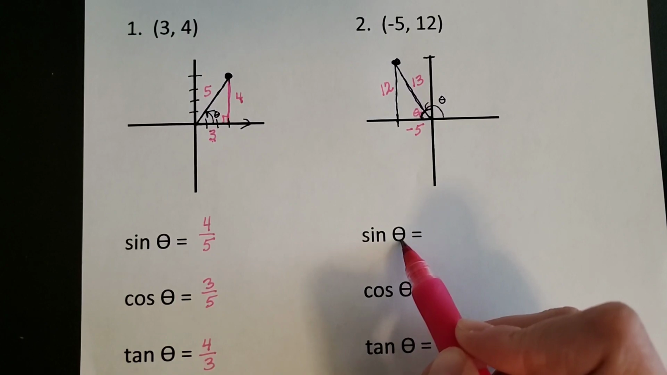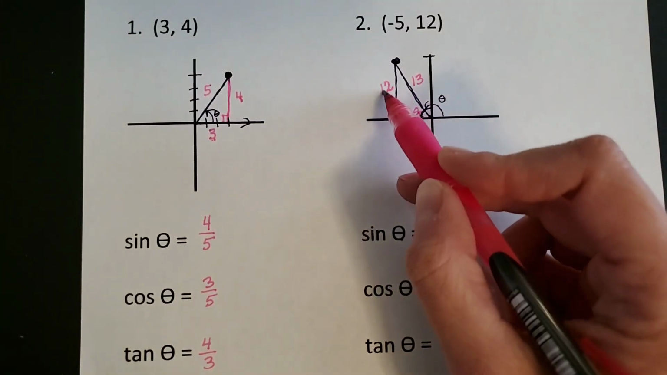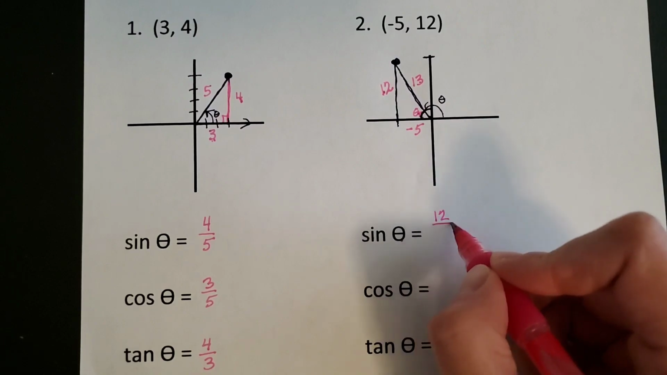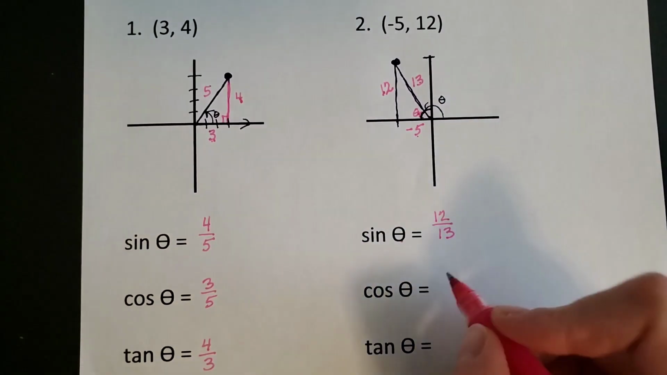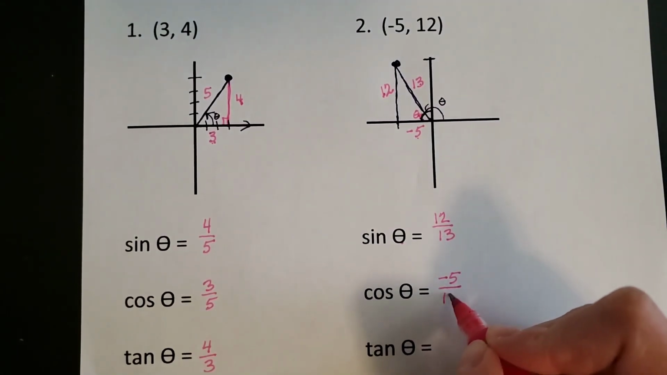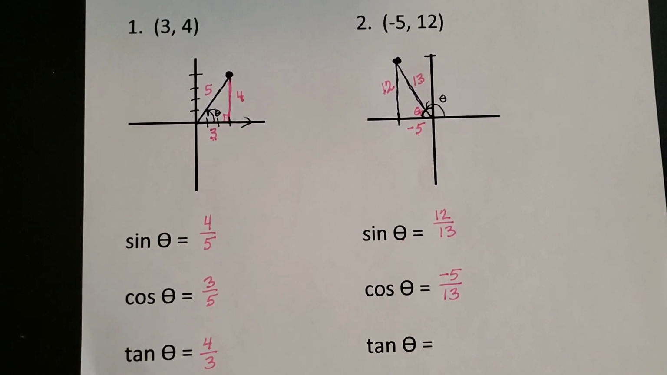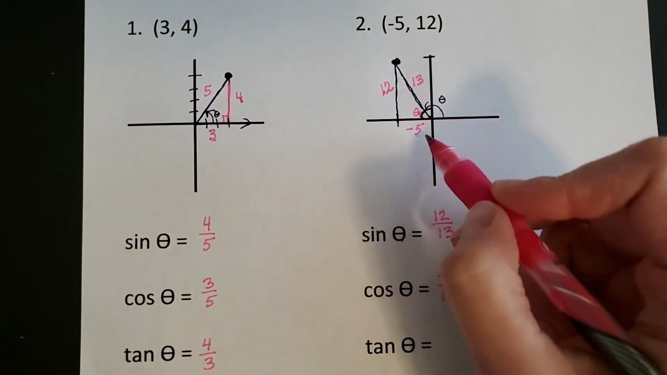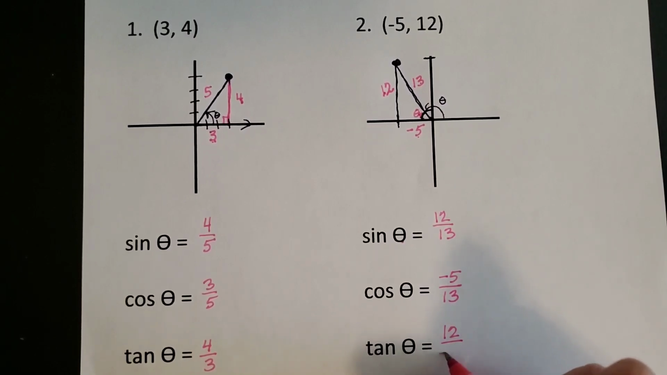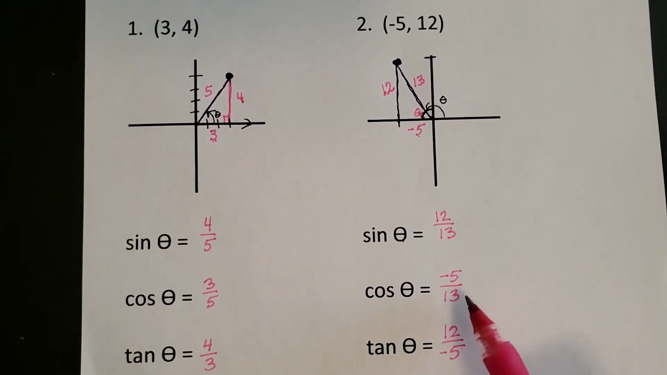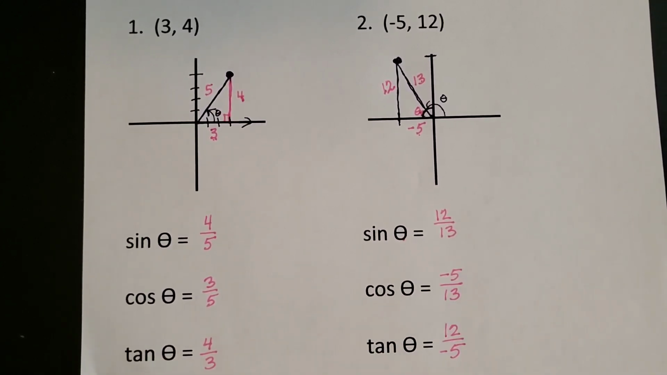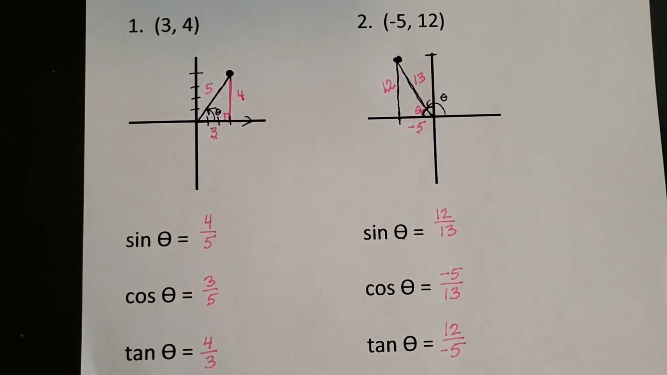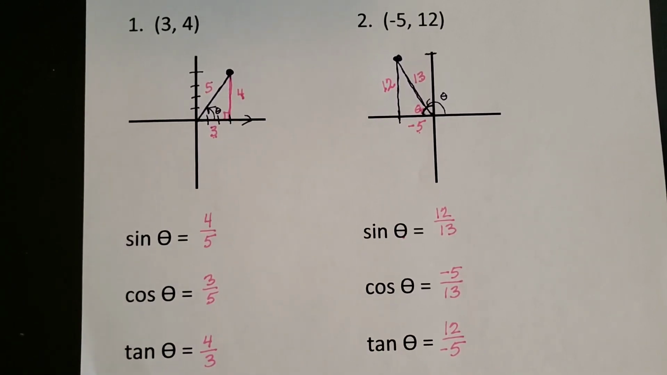If I want to look at the sine of theta, the sine would be opposite over hypotenuse, 12 over 13. The cosine is adjacent, -5 over the hypotenuse of 13. Extremely important to have that negative. And the tangent, opposite over adjacent, 12 over -5. So notice here, suddenly we have trig functions that can have negative ratios. And that's fine because we've broken out of quadrant 1. We are no longer bound by just right triangles. We are doing trig in a coordinate plane.